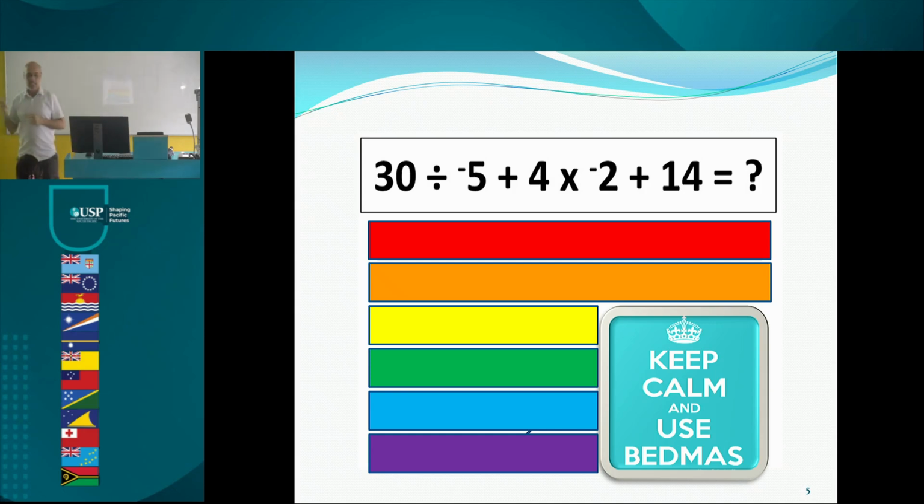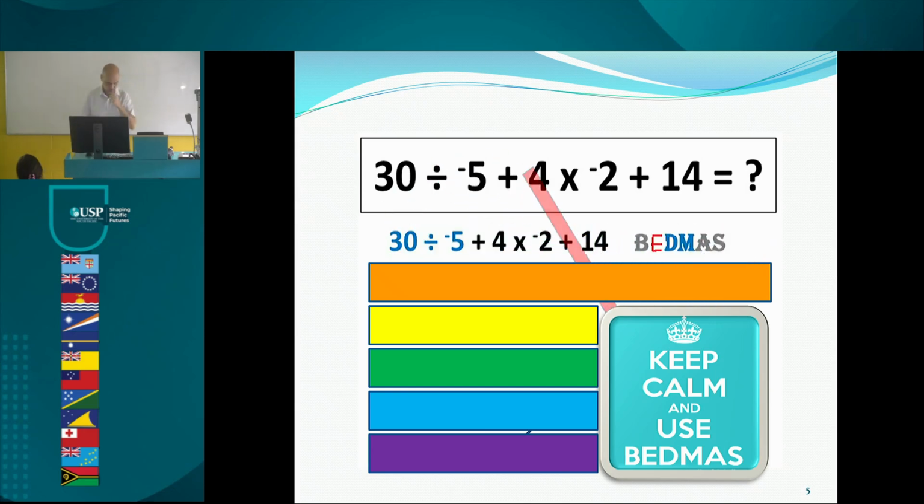30 divided by negative 5, right? That's the first operation that I will be doing. 30 divided by negative 5. Okay, so what is the result of 30 divided by negative 5? Do we need a calculator to do that, guys? I don't think so. 30 divided by negative 5 would be negative 6. Yeah? Two negative numbers multiplied give you a positive result. Right, so here I get negative 6.